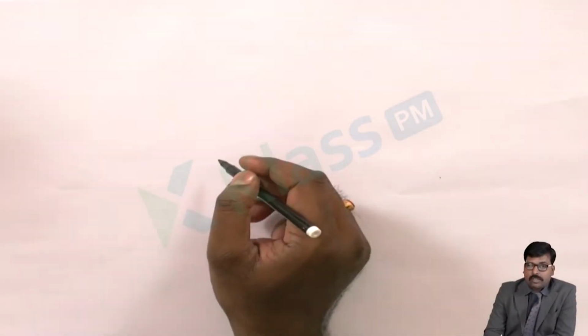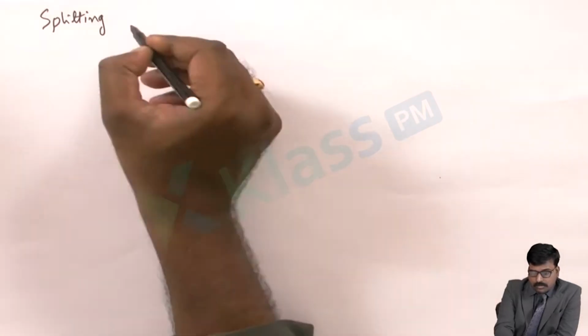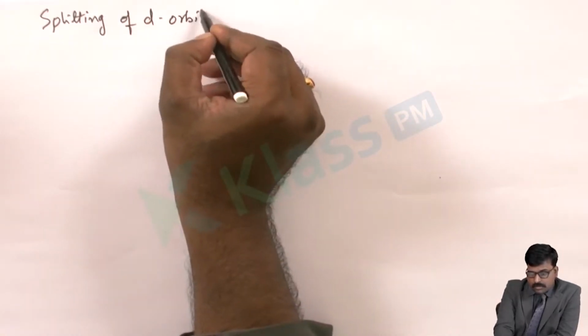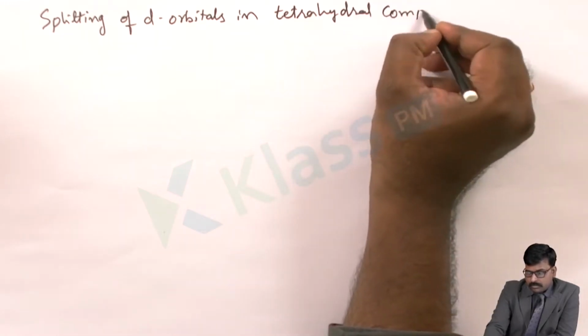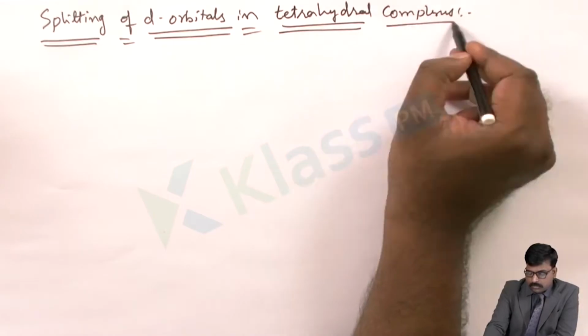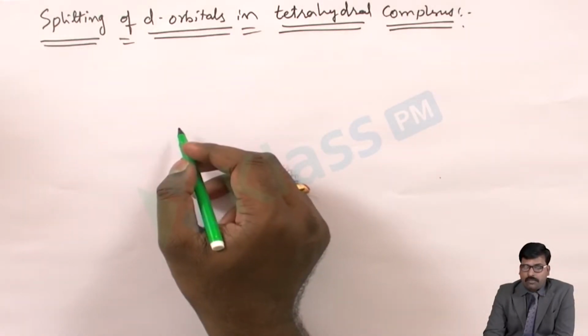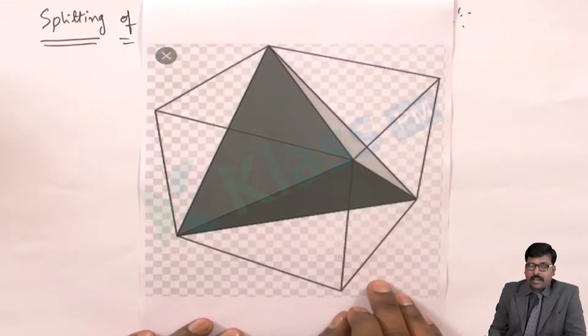Before going for the splitting of octahedral, let's see the splitting of d orbitals in tetrahedral complexes. So before understanding how the splitting has been done, let's see the structure of tetrahedral. This is the tetrahedral structure.